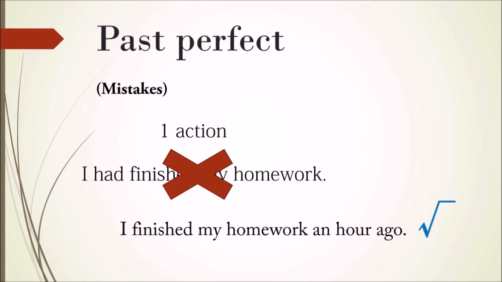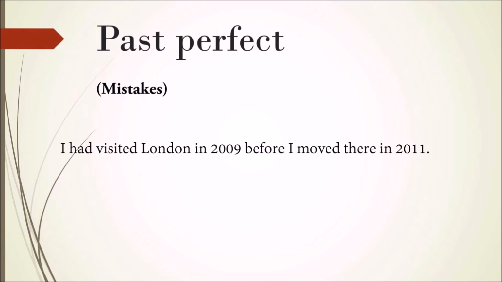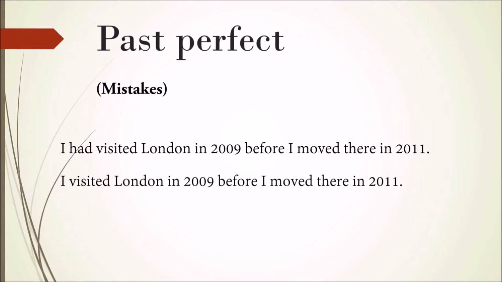Another one, we can use past perfect when we have time expression. So I can say here, I had visited London in 2009 before I moved there in 2011. So if I use time expression like in 2009 or in May or in June or on Monday, so this kind of time expression, there is no problem in past perfect. But I can use here also simple past. So I can say, I visited London in 2009 before I moved there in 2011. Both of these sentences are correct.